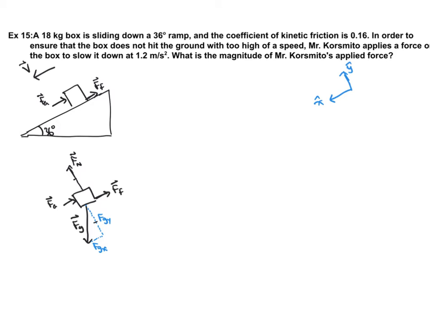Okay, so equation-wise, in the y direction, we will have the normal force being equal in magnitude to the y component of gravity. I'm going to go ahead and rewrite the y component of gravity as mg cos theta. Okay, now in the x direction, things get a little interesting. It's supposed to slow down. So in that case, forces are not balanced, and I'm going to write Newton's second law.